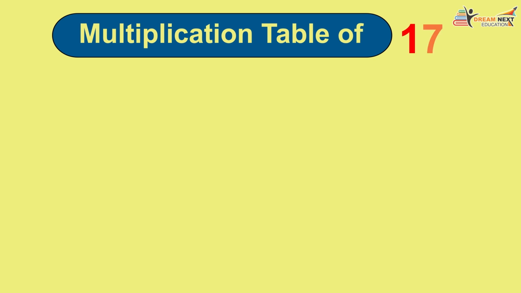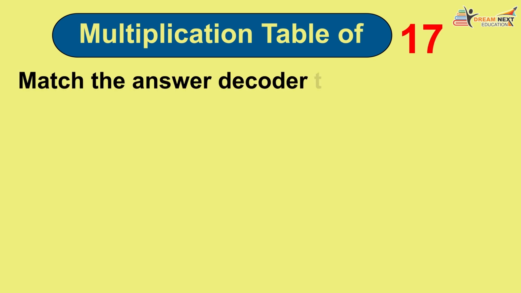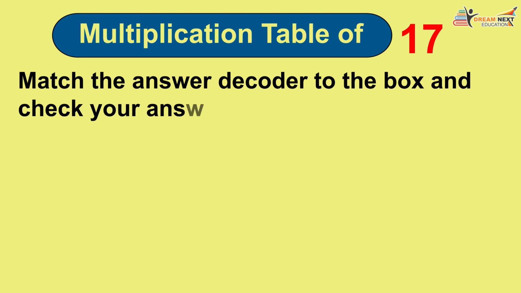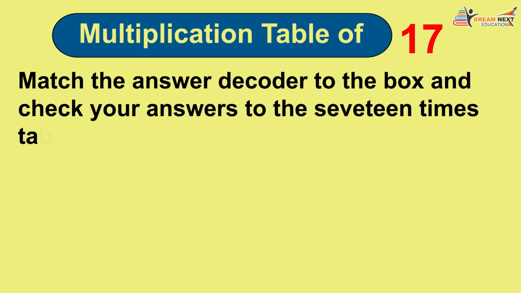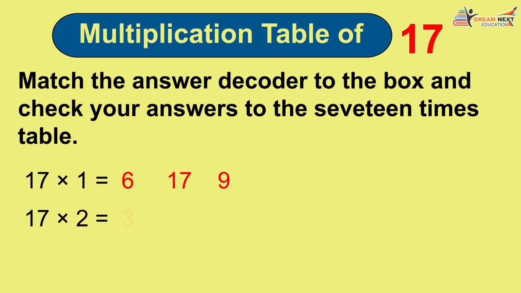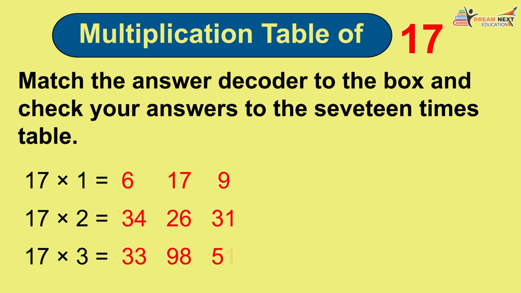Multiplication table of 17. Match the answer decoder to the box and check your answer to the 17 times table. 17 into 1 is equal to 17. 17 into 2 is equal to 34, 36, 31. 34. 17 into 3 is equal to 33, 98, 51. 51. 17 into 4 is equal to 72, 68, 85.